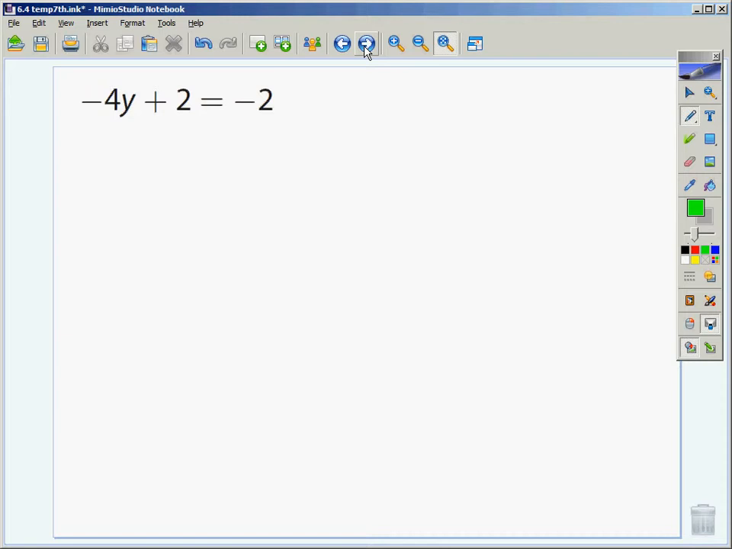Okay, next problem, go ahead and write it down. We're doing the same thing. We're going to do the same thing. What are we going to do? Solve. We're going to solve, and we're going to check. What do I want to get by itself? I look at where the variable is, and I get rid of the part that's attached to it. How do I get rid of the addition? I subtract.